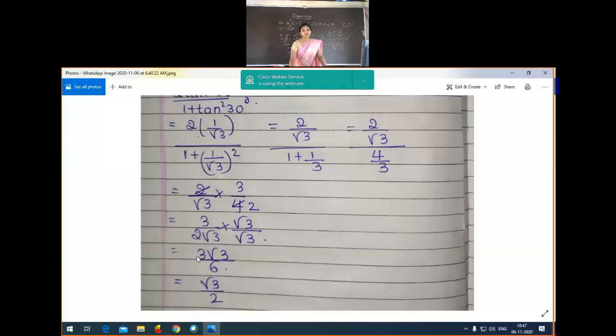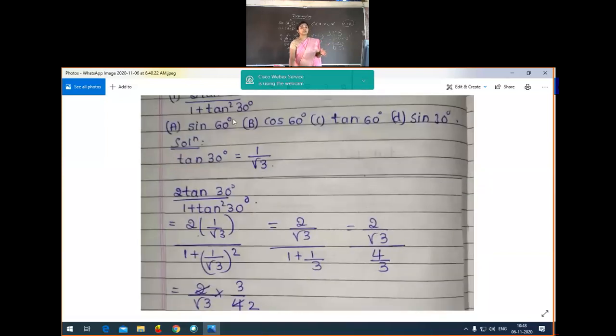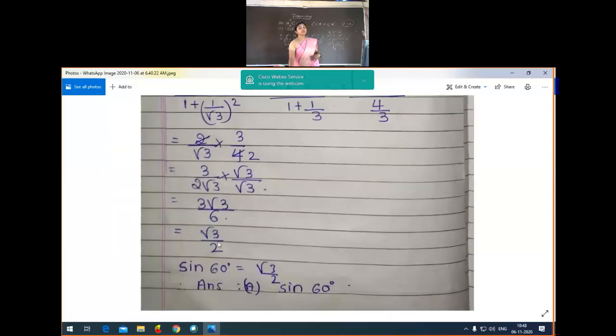Now 3 root 3 divided by 6. We can further simplify. 3 ones are 3, 3 twos are 6. Therefore the answer is root 3 by 2. So root 3 by 2. For this expression, we got root 3 by 2. So where will we get root 3 by 2 actually?